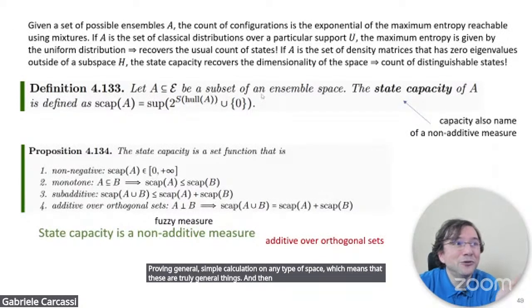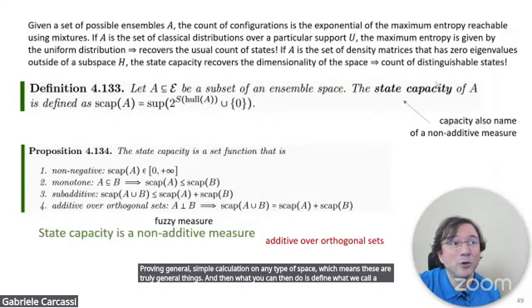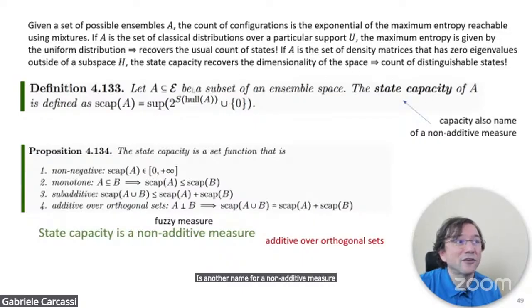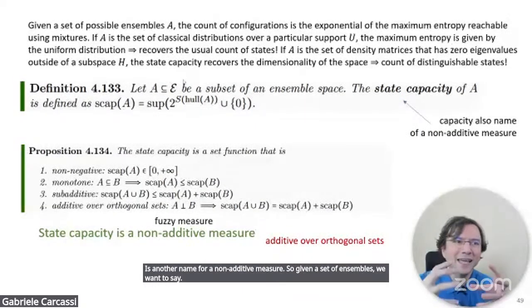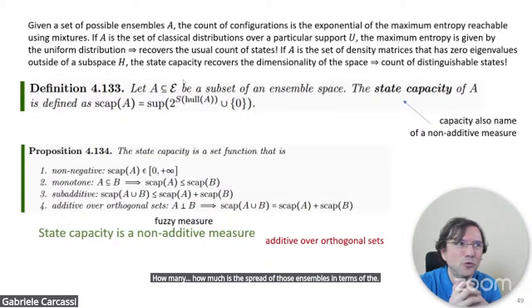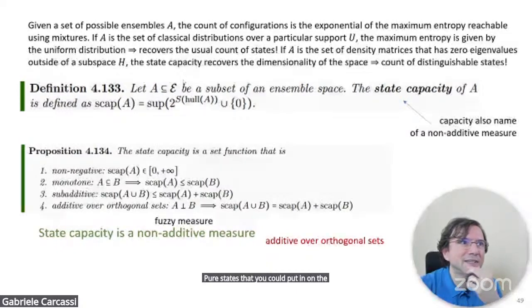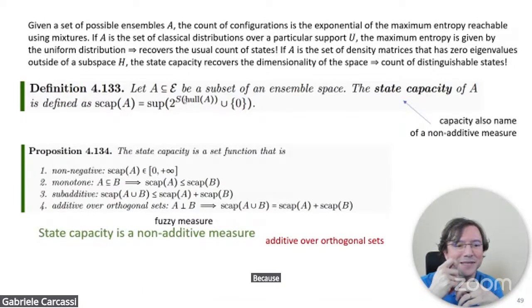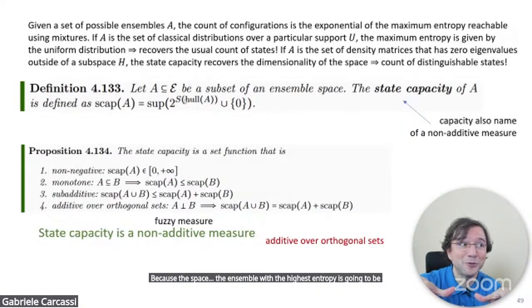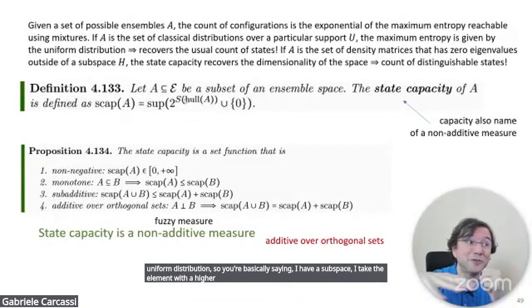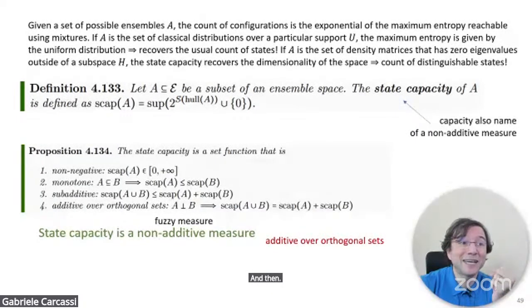And then what you can do is define what we call a state capacity, and we call it state capacity because capacity is another name for a non-additive measure. So given a set of ensembles, we want to say how much is the spread of those ensembles in terms of the pure states that you could put in on the physically defined cases. So you take that subset of the ensembles, you take the space of all the possible mixtures, you get the highest entropy, because the ensemble with the highest entropy is going to be the uniform distribution. So you're basically saying, I have a subspace, I take the element with the highest entropy, the uniform distribution, and then I take the exponential of it.